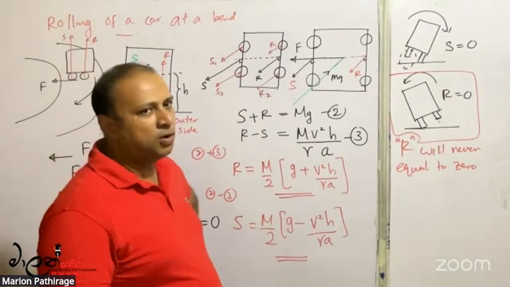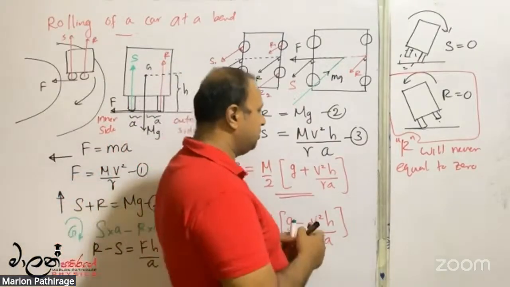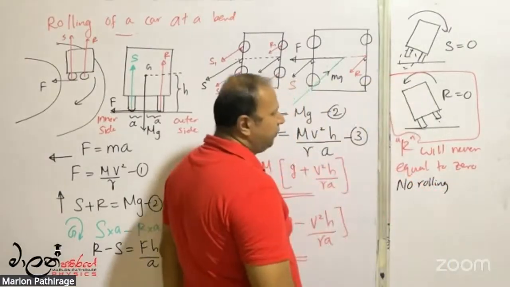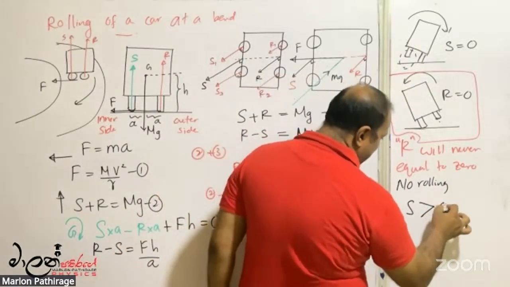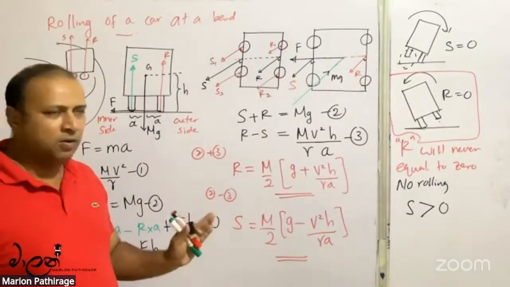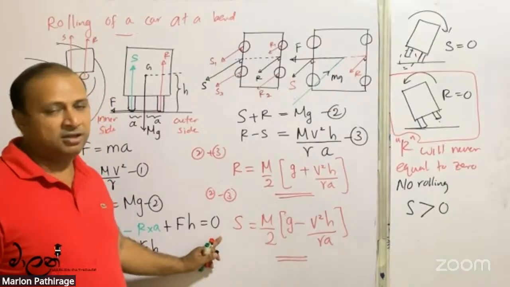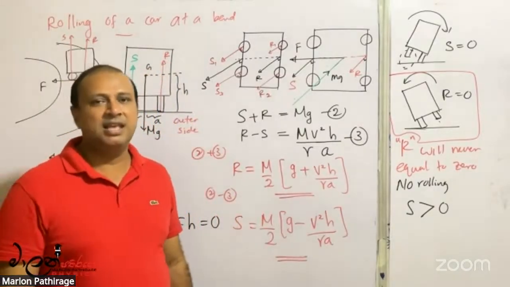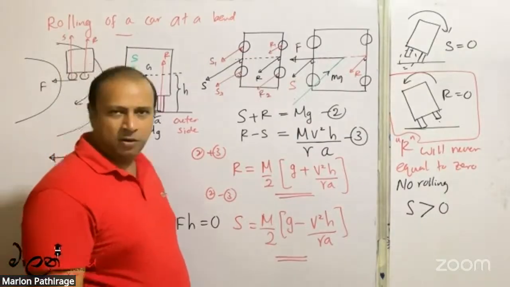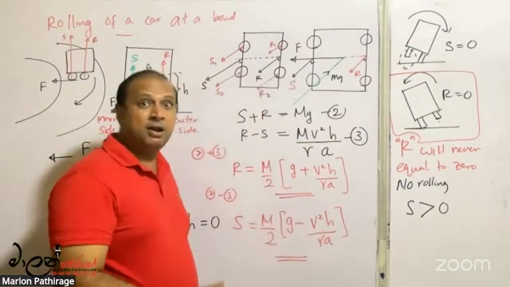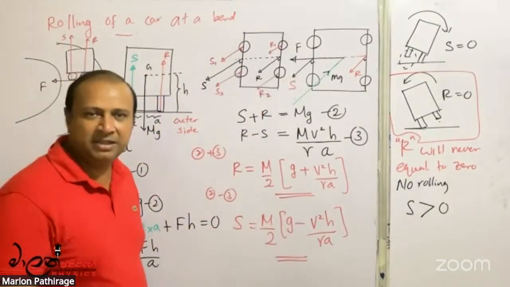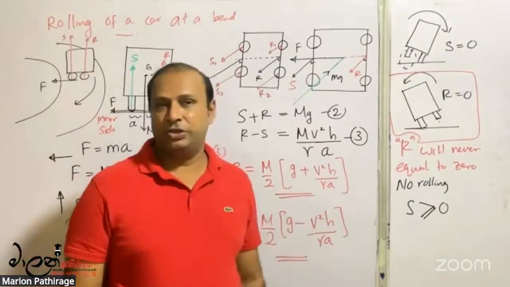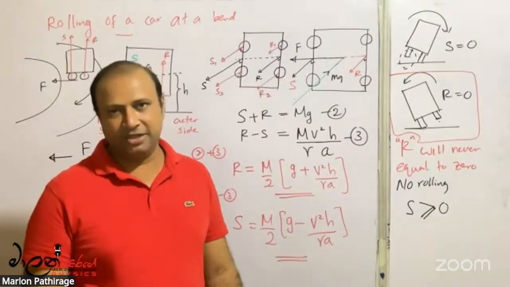So, if there's no rolling, definitely S should be higher than 0. If there's no rolling, definitely the reaction between the inner tires and the road should be higher than 0. Otherwise, there will be a roll. So this is the condition. Then the critical or limiting condition is S higher than or equal to 0. Equals 0 means that is the limiting condition. Limiting means that is the minimum requirement.